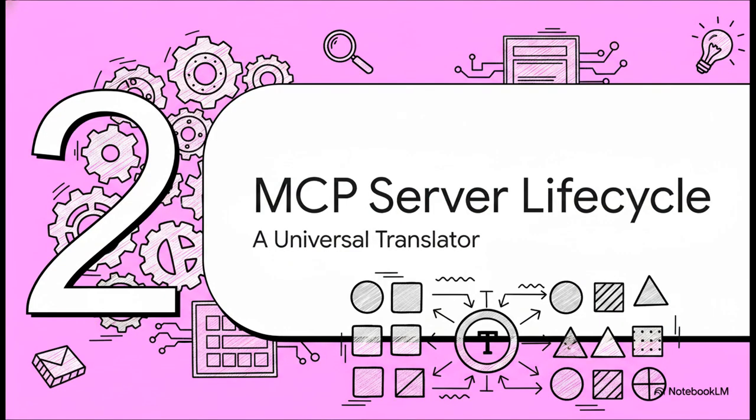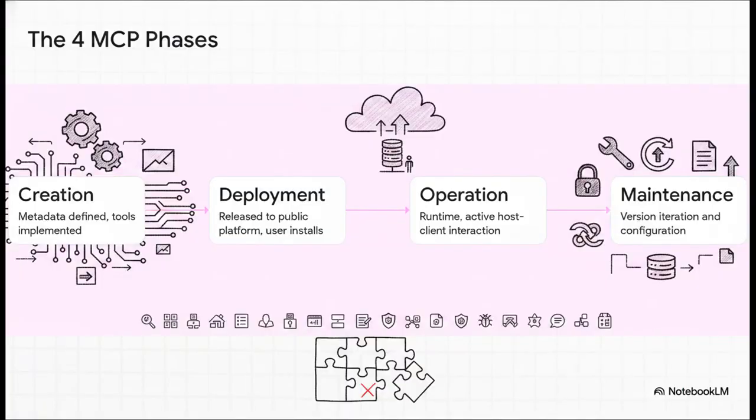All right, Section 2, the MCP Server Lifecycle: Anatomy of a Universal Translator. To properly analyze the security side of things, the researchers systematically broke down how an MCP server actually comes to life and operates over time. Think of it exactly like building and living in a house. First, you've got creation, drawing the blueprints, defining the metadata, and writing the initial code for the tools. Second is deployment, putting the house on the market and opening the doors, which happens when the server is released to public registries and users actually install it.